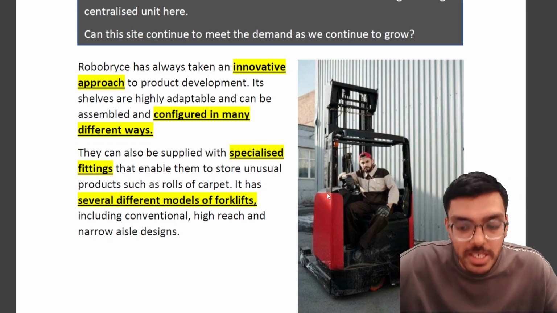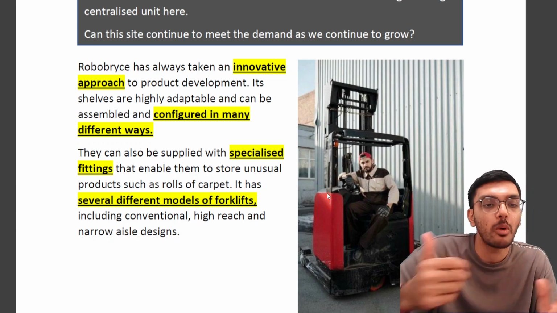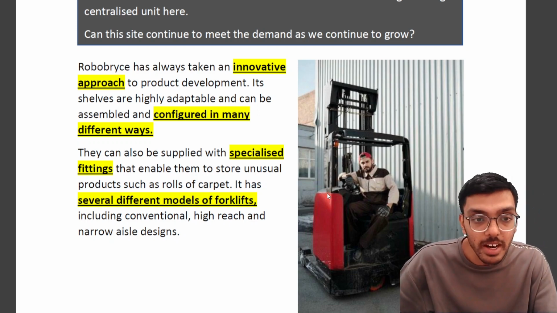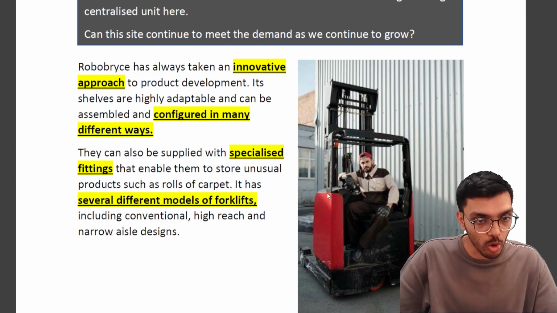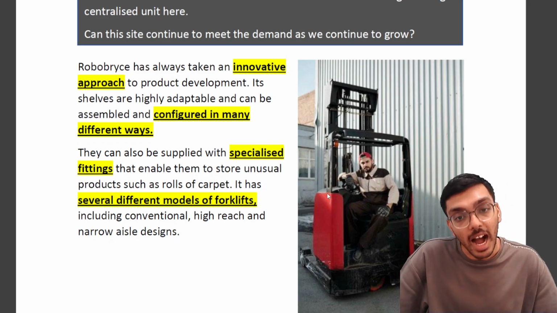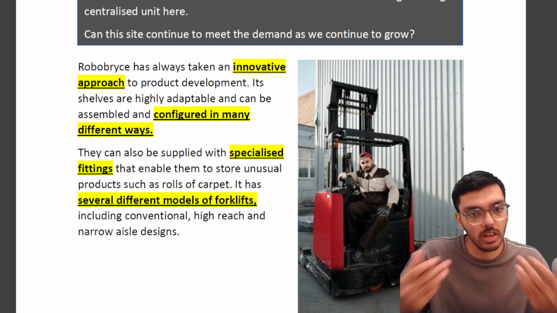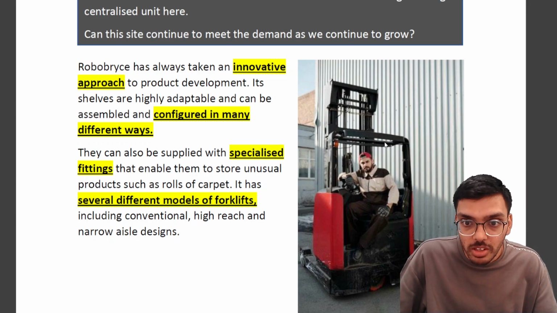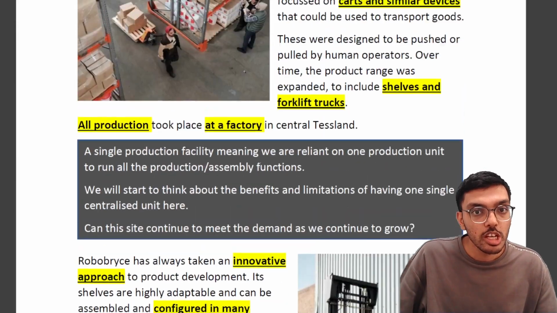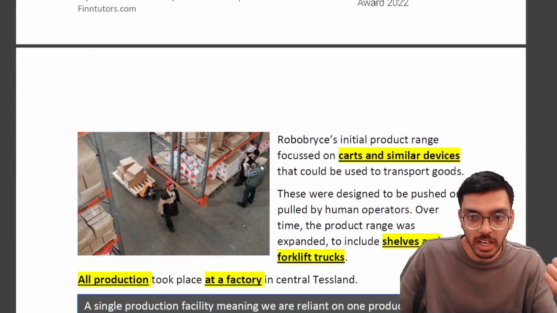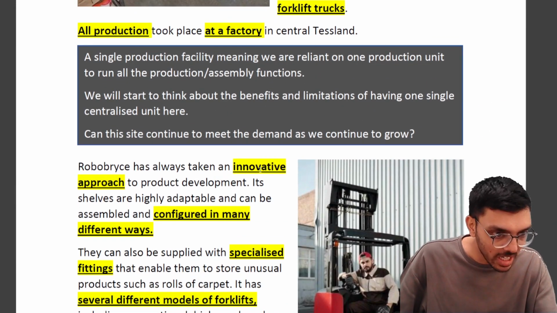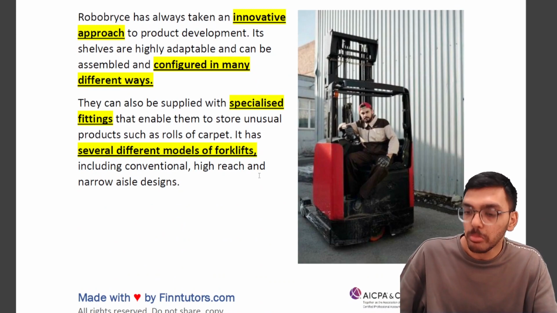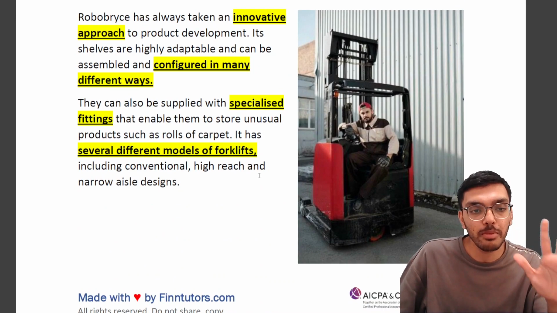So according to the business, we are able to mold our products, which is a good thing, a competitive advantage for us. It has several different models of forklifts, including conventional, high reach, narrow aisle. Different forklift options are also present. And an image of the forklift has been given to you just for reference. So from the first two pages, we have been in the market for a long time. We have the reputation, one single factory, innovative approach, and many different products is what we keep in mind from the first two pages itself.